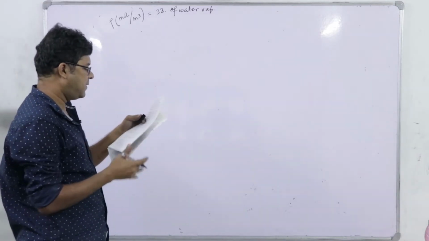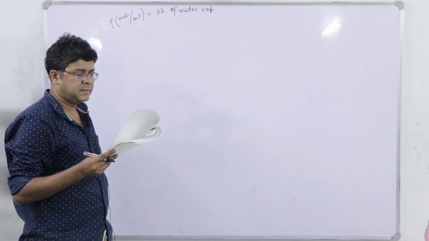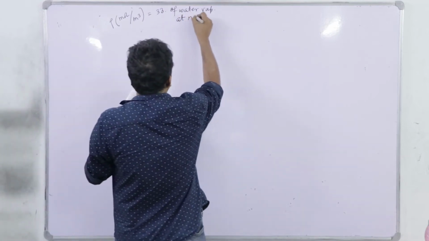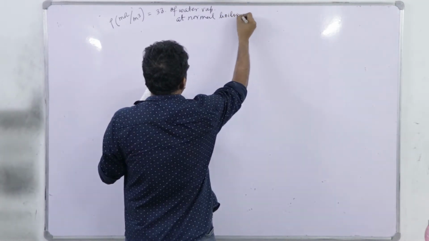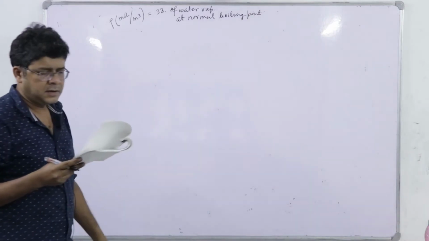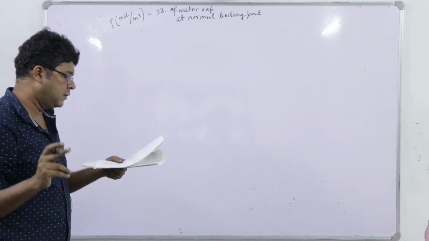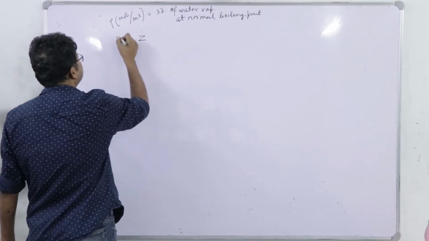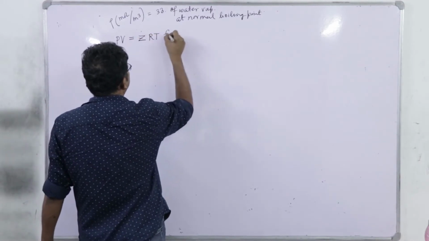The compressibility factor under this condition, at a normal, so water vapor at normal boiling point. The compressibility factor under this condition is close to which one of the following? So, basically it is PV equal to ZRT for 1 mole.